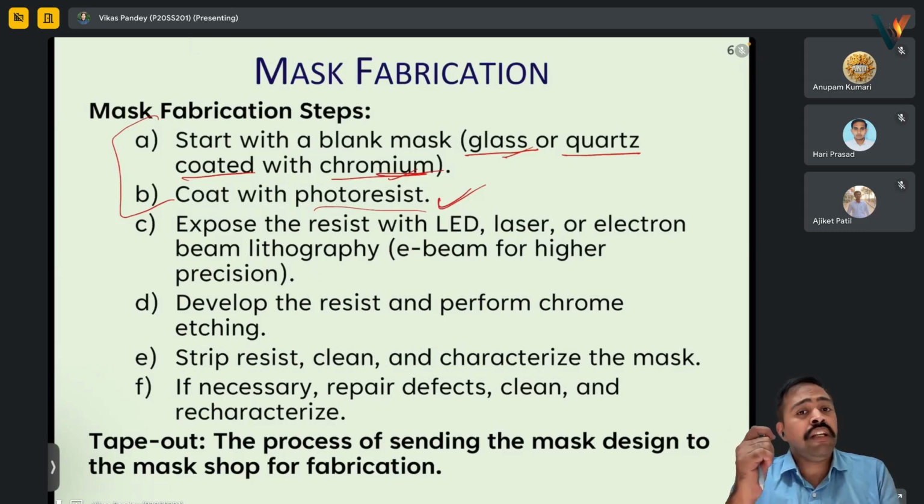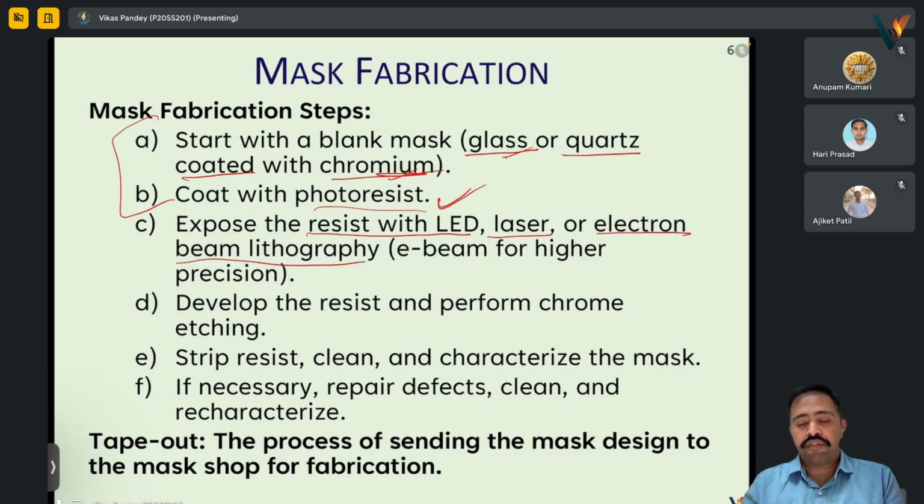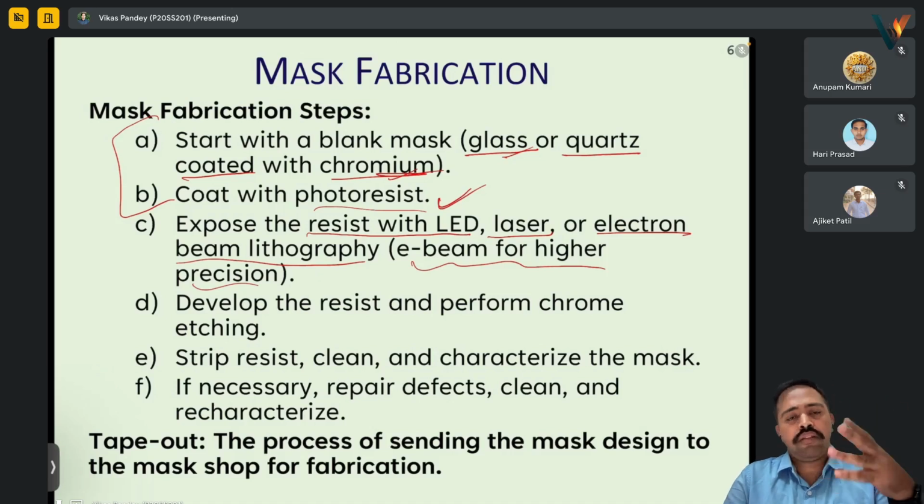Then, instead of using a mask to make the mask, what we do is expose the resist with LED, laser, or electron beam lithography. In case we need very good precision, we generally go for electron beam. And we will be covering electron beam lithography in the next section in today's lecture only.